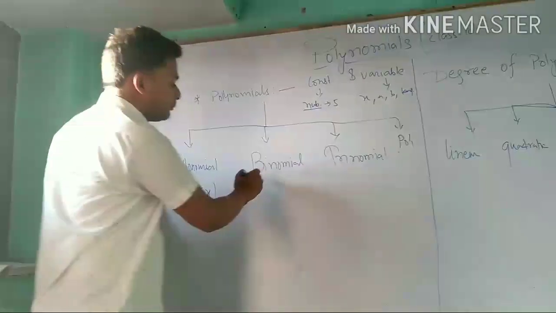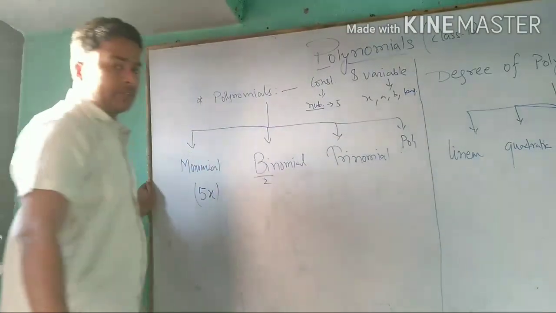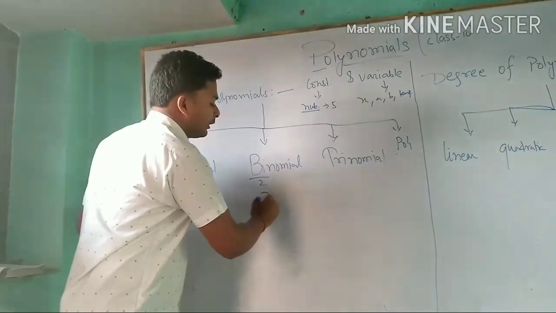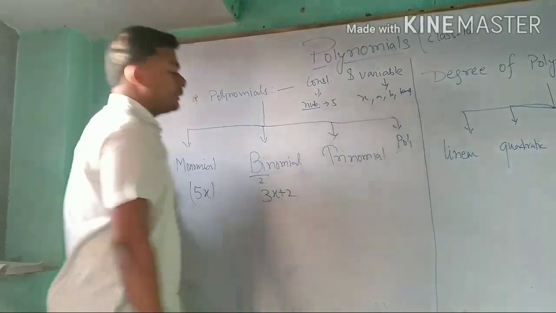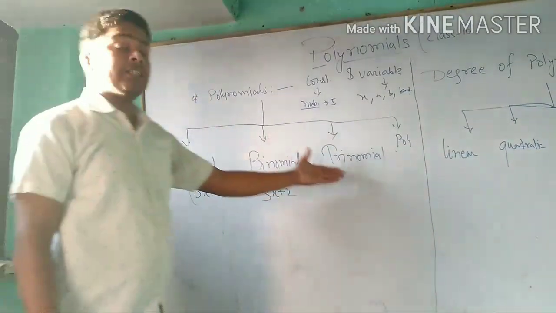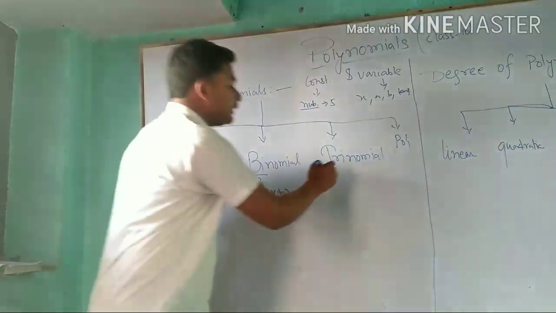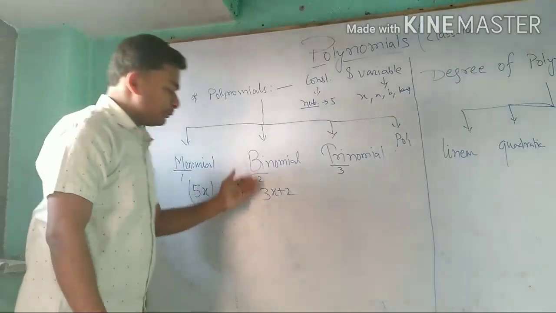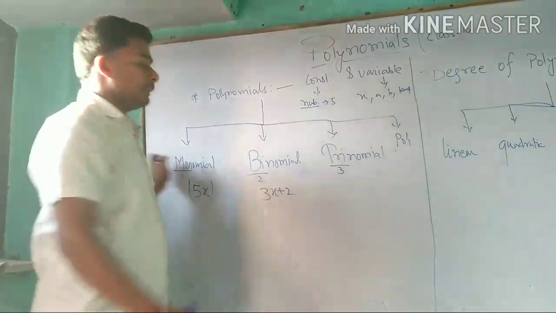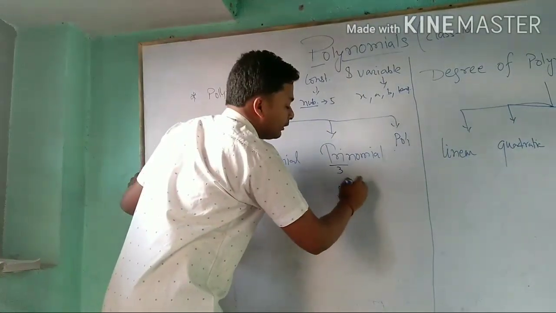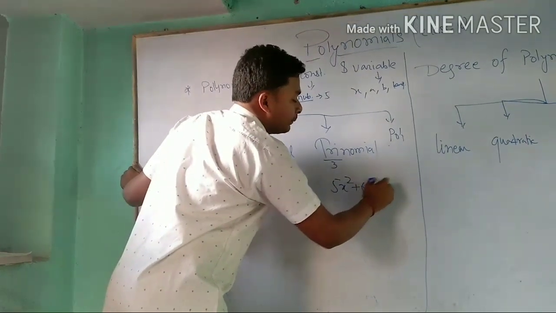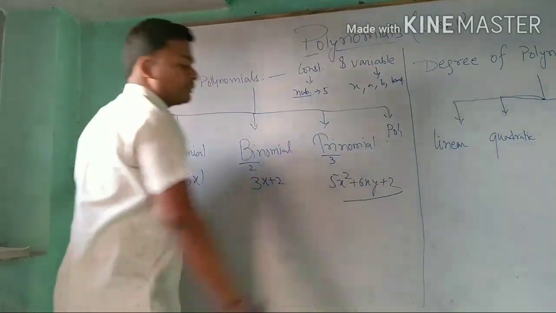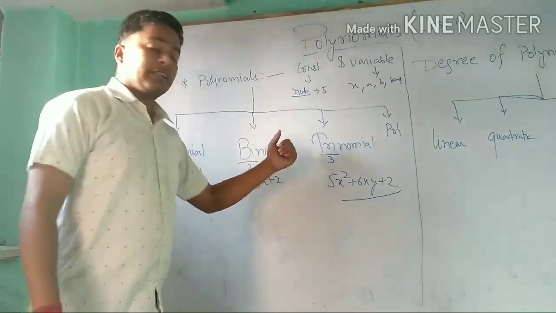Binomial, as the name suggests, has two terms. So we can write 3x plus 2 as a binomial. Whereas a trinomial has three terms. Monomial, one term; binomial, two terms; trinomial, three terms. For example, 5x square plus 6xy plus 2. This has three terms, that's why it is a trinomial.